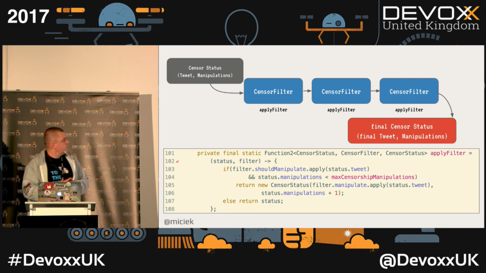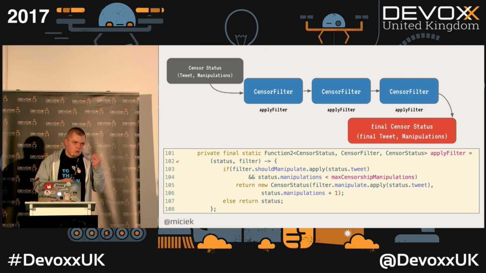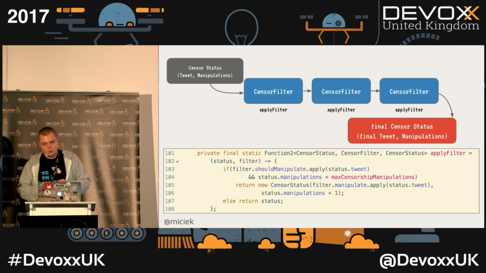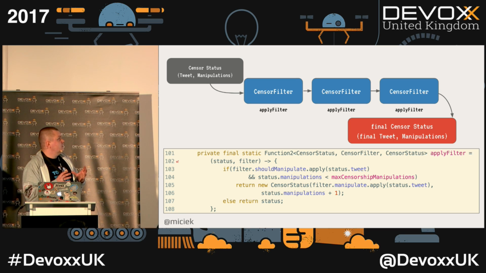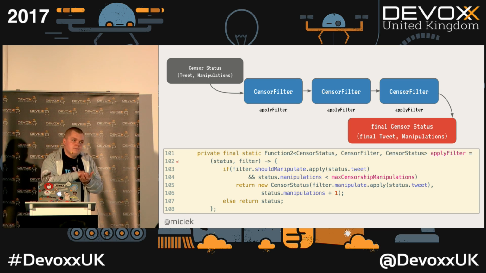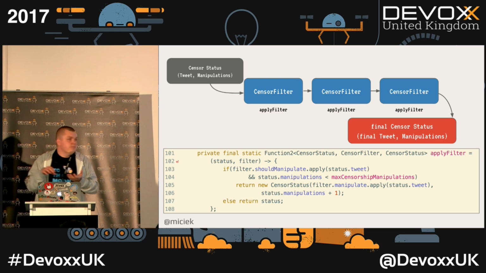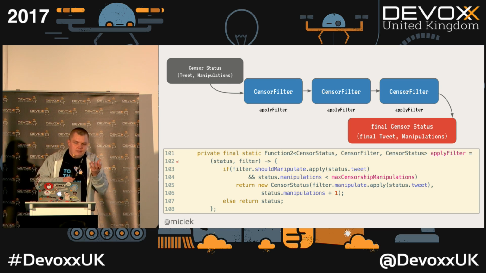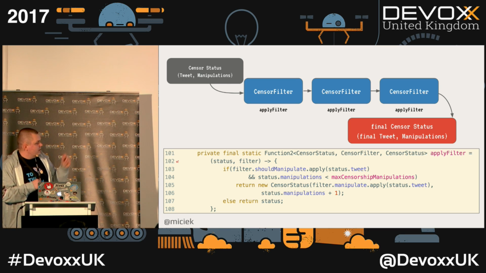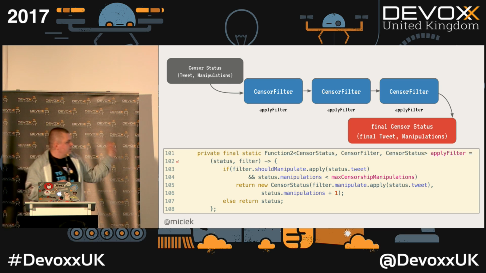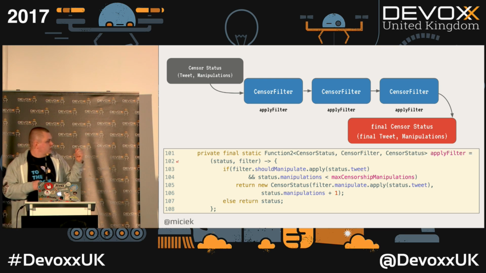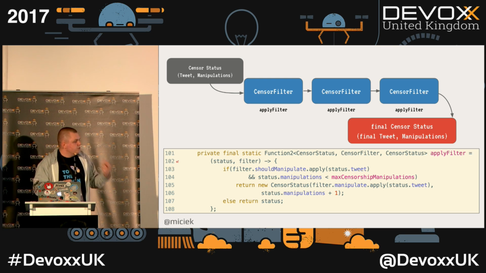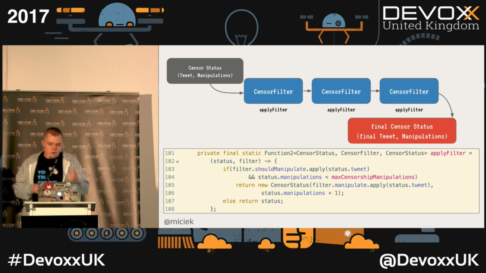Okay, so what we missed so far is the manipulations, right? We only want to do two manipulations to one tweet. So we need to create another type, which is called censor status. It has the tweet that we've had so far, but also an integer of manipulations. And we need to slightly modify our apply filter function. It now takes in status and filter, and just gets the tweet out of the status. And whenever there is a manipulation, we return a new censor status with manipulations incremented.